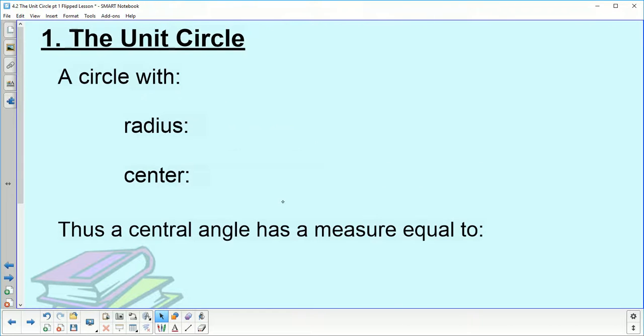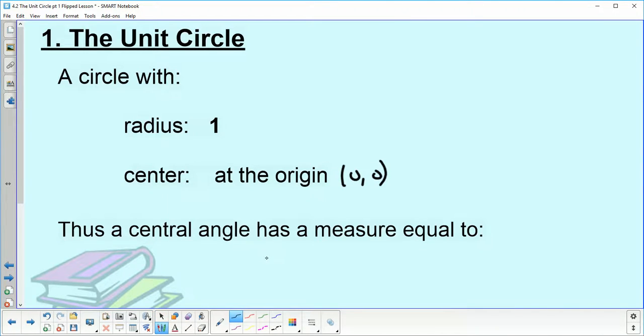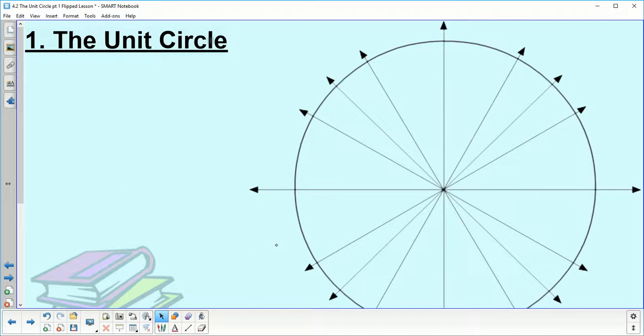Okay, so a unit circle, basically what we mean from that is just that it has a radius of 1, and it's at the center of the xy axis or the origin, or you could think point 0, 0. And thus a central angle has a measure equal to its intercepted arc. Okay, so the length or the measure is equal to its intercepted arc. And you think about a 360-degree circle, the intercepted arc is the same as the angle no matter what.